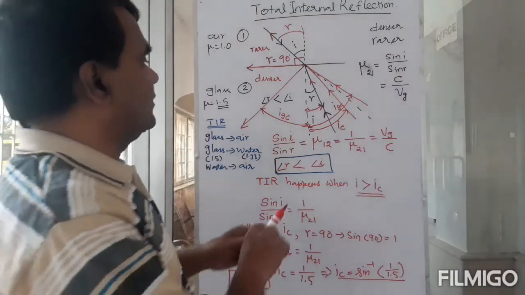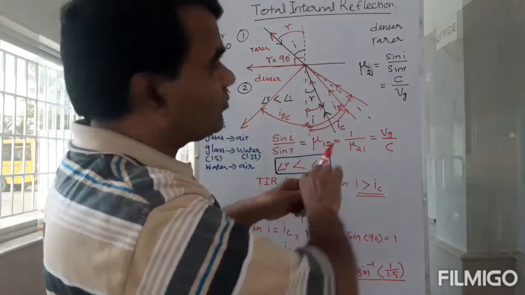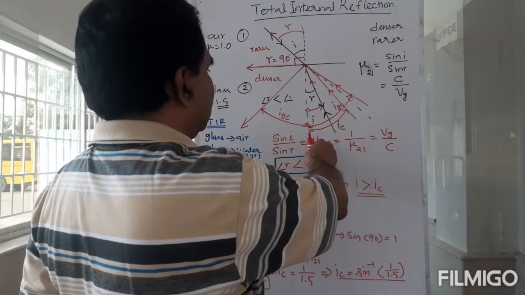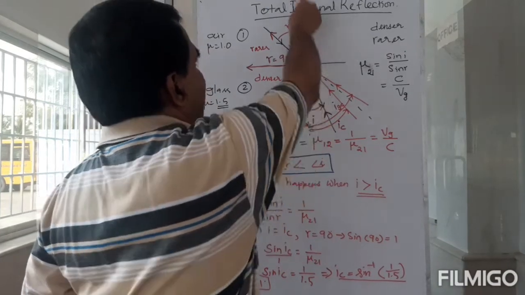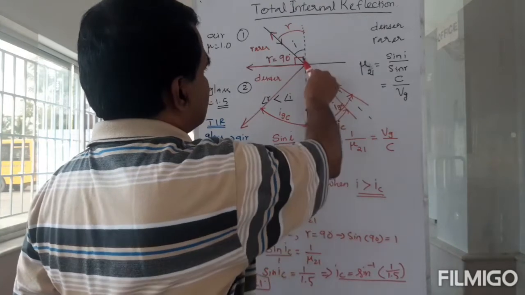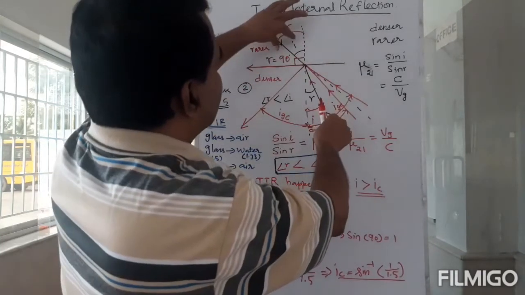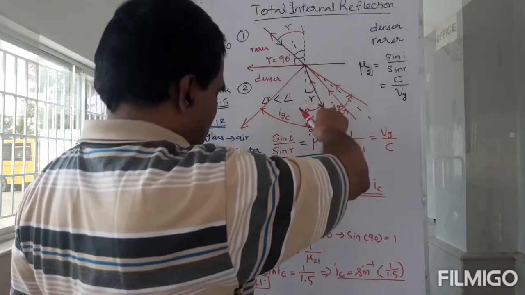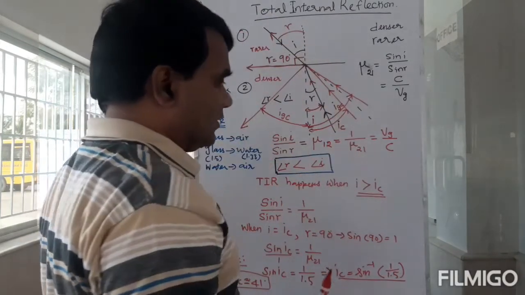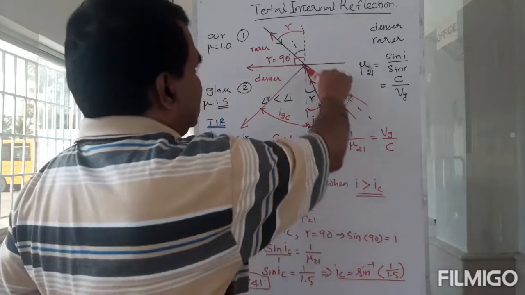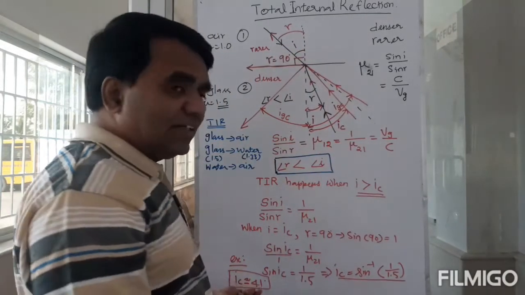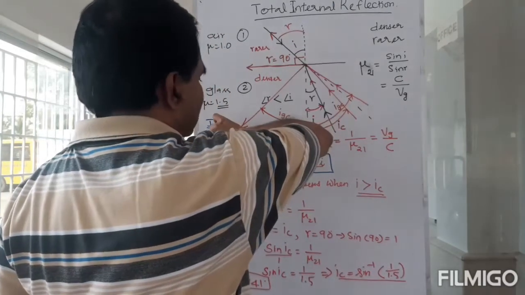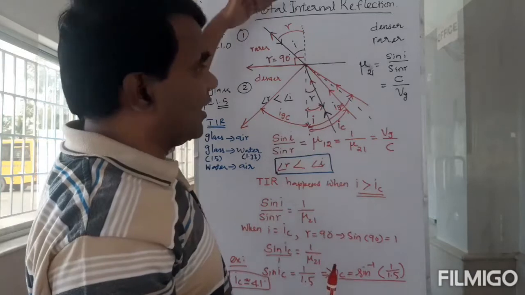So what it means is that inside the glass, if light travels along the normal, it will come out. At 10 degrees, it will come out. Then 20 degrees, it will come out. 30 degrees, it will come out. 40 degrees, it will come out. Then at about 41 degrees, it will graze the surface. And if you have anything more than 41 degrees, total internal reflection will take place and no light will come out.